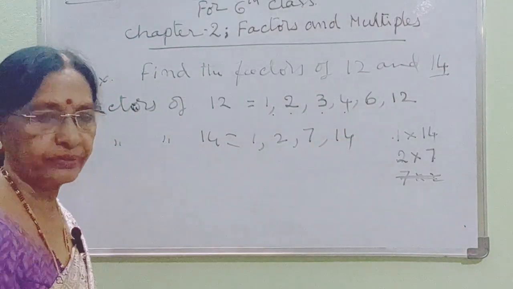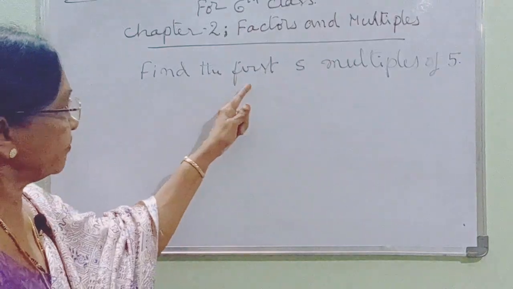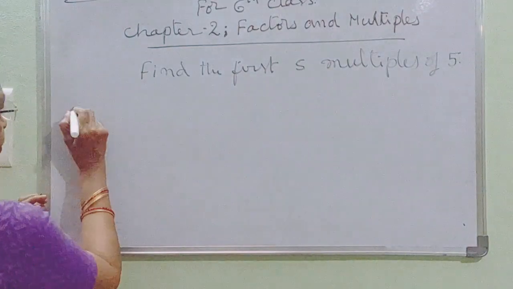Next example, find the first 5 multiples of 5. So, multiples of 5.